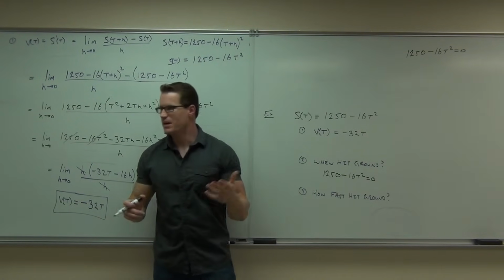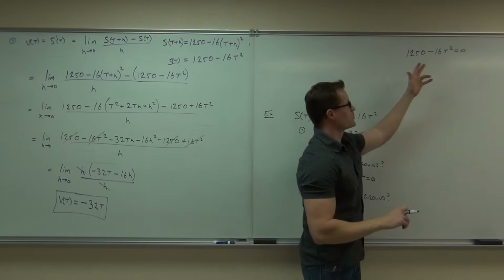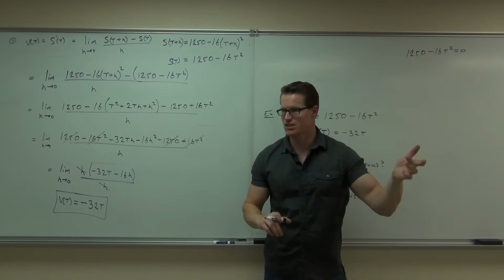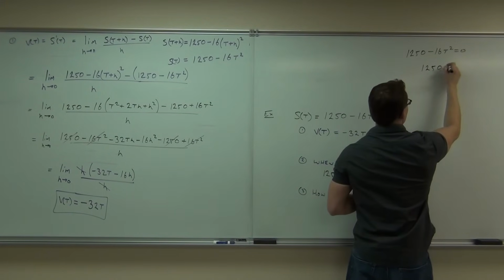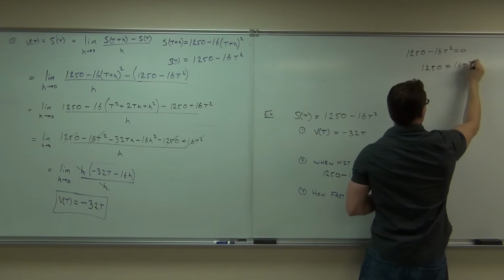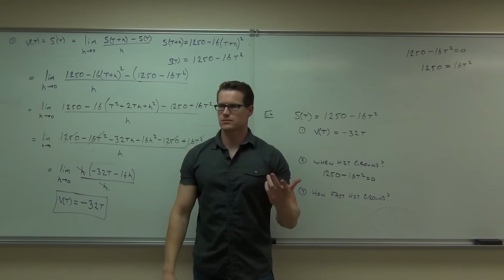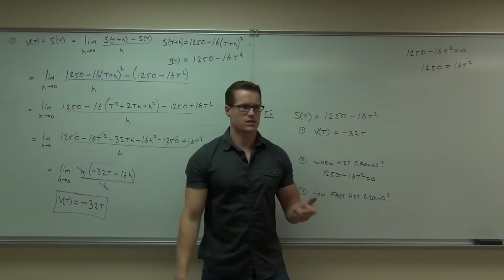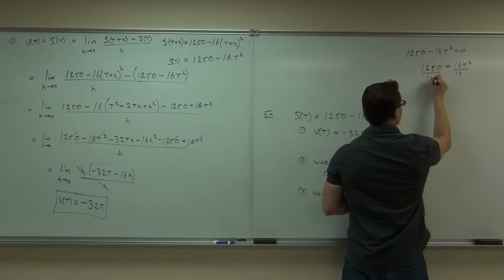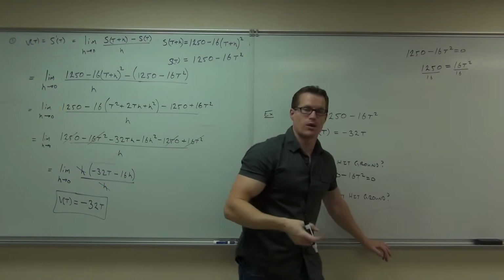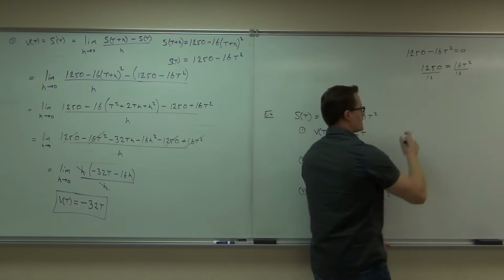There's nothing fancy about it, just get t by itself, which means you're going to probably either subtract 1250 or, I would choose to add 16t squared to both sides. Next step, you're going to do what? Divide by 16. You have a simple t squared. So divide by 16. What's 1250 divided by 16? I can't do that in my head. How much is that? 78.125.